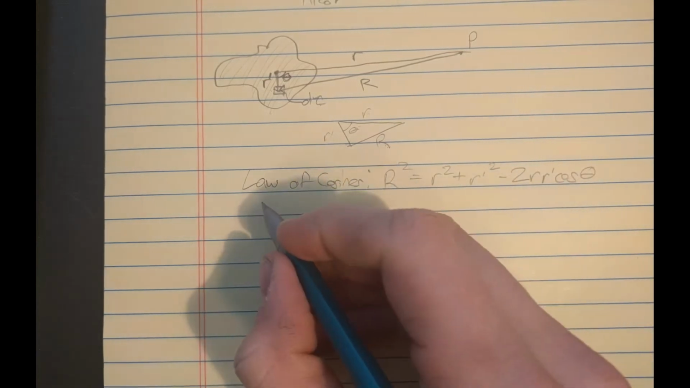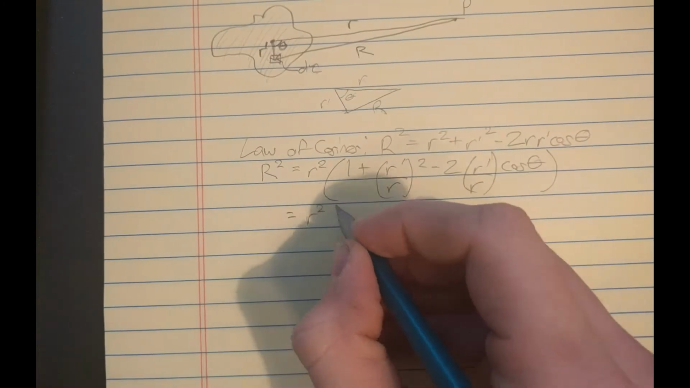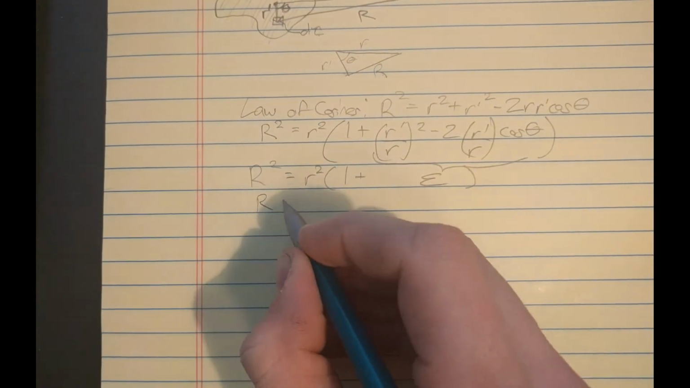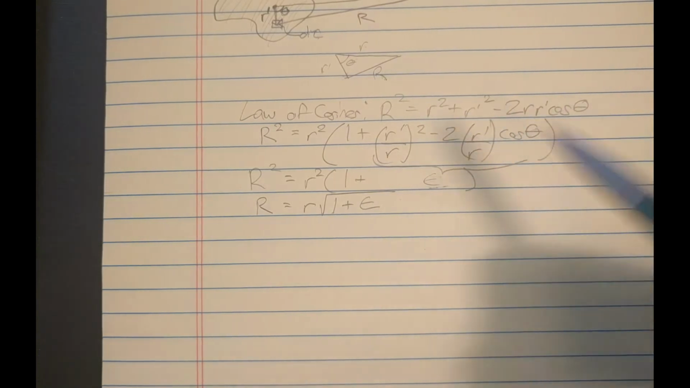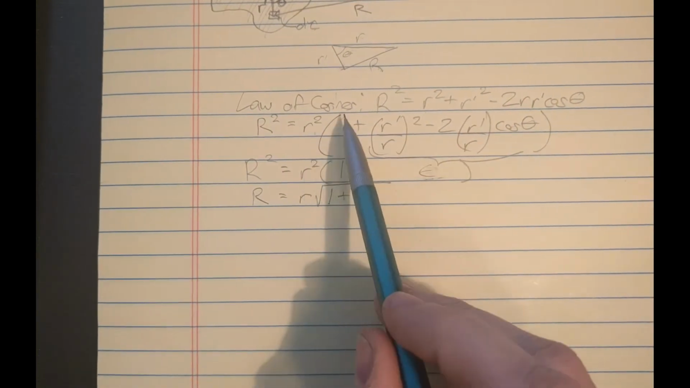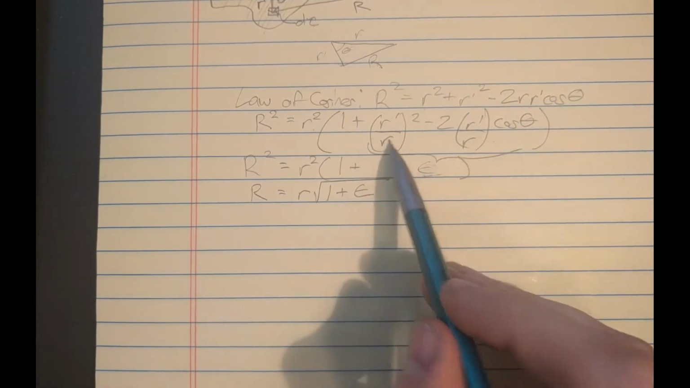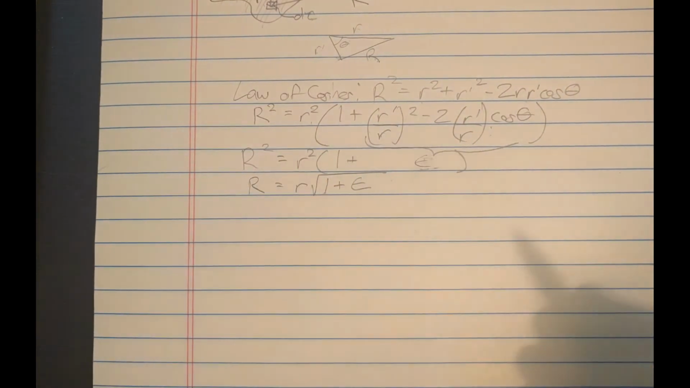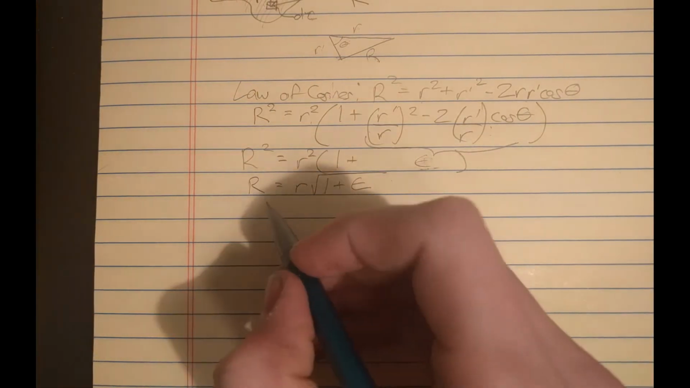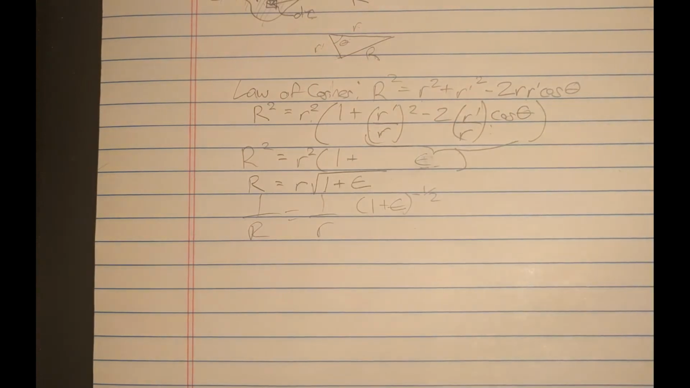Now I can rewrite this. All I did here was take out the r squared and put all that other stuff in parentheses, and then I renamed these two terms epsilon, and then I took the square root of both sides to get big R by itself. Now I can also take the inverse to get, so there we go, we have 1 over big R.